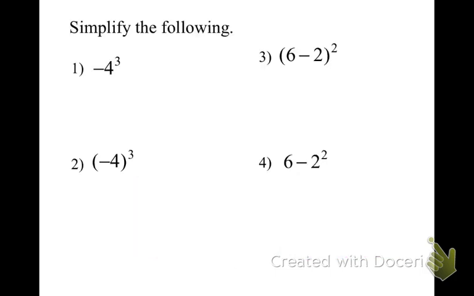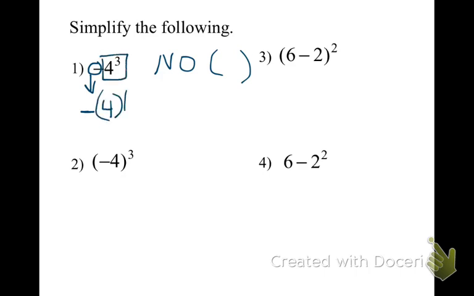So go and write down the directions. We're going to be simplifying the following, and go and write down example number 1. Now, looking at example number 1, you should notice there are no parentheses. So what does this mean? Technically my negative is going to come on down. So I have a negative, then it's technically 4 to the 3rd power. So 4 times 4 times 4. And now we just simplify.